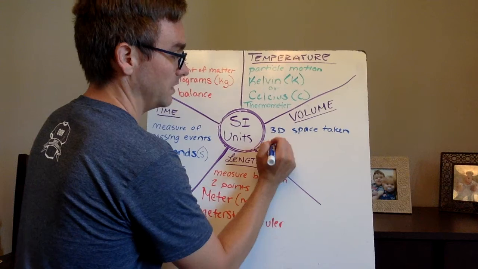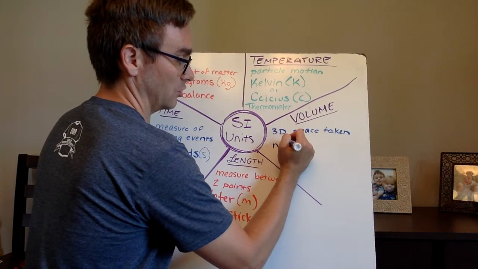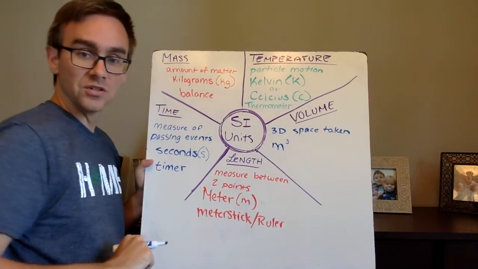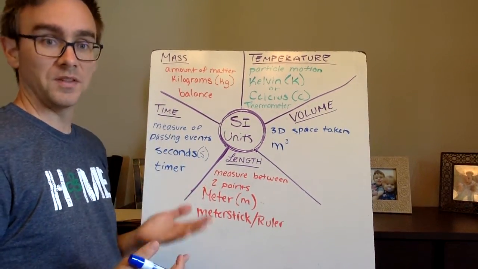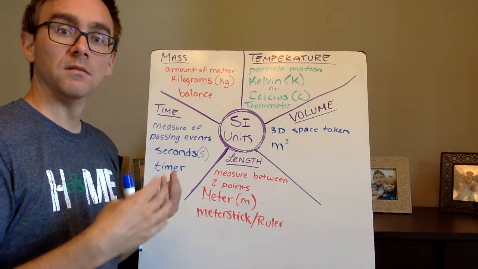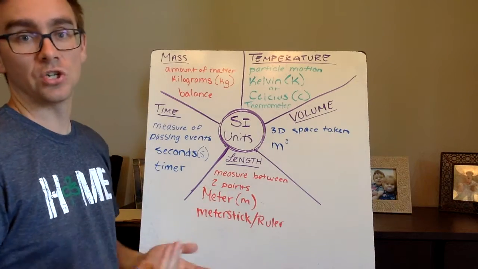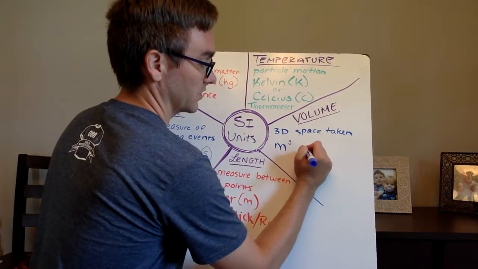So we typically measure that in meters cubed if it's a solid. By meters cubed, literally meters cubed. All right. If it's a box, it'd be length times width times height. Meters times meters times meters, meters to the third, or meters cubed. All right. But that only works for solids.